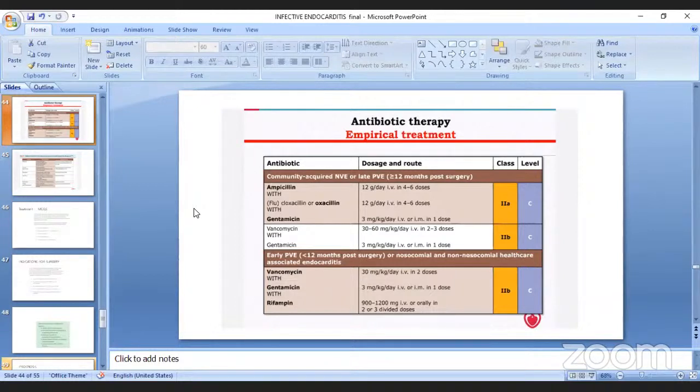The patient comes to you, you have no idea. The patient is telling you that, yes, I had a prosthetic valve repair, but it was 12 years back. You have sent for the culture, but you need to start an antibiotic. You cannot delay because the patient is now starting to have bouts of fever, and she's going into bacteremia. Then you have to remember, start the patient with ampicillin, with either flucloxacillin or oxacillin with gentamicin. This is what you have to remember.